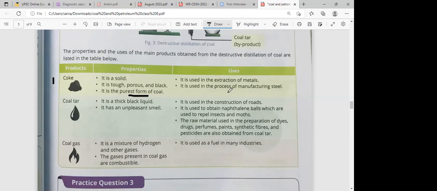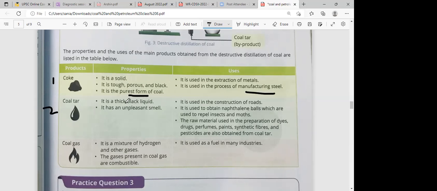And next, what are the uses of this coke? It is used for extraction of metal. So if you want to extract metals from inside the earth, then you are going to use it. It is used in the manufacturing of steel. So if you want to process steel, that's also.